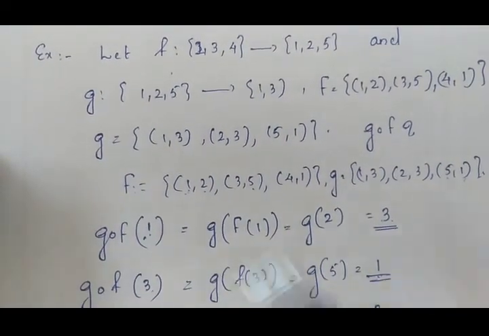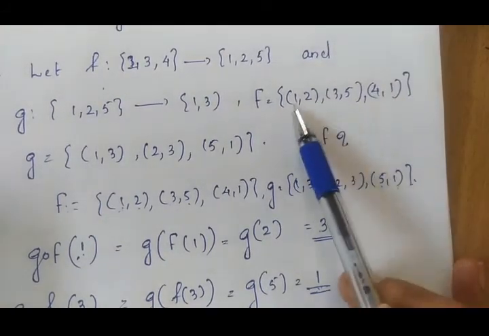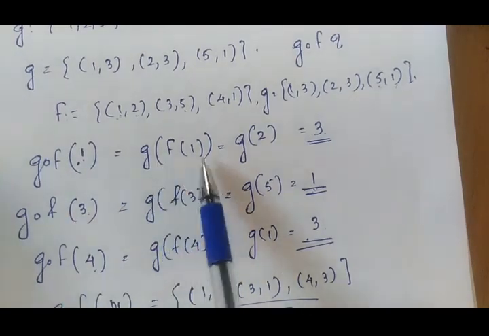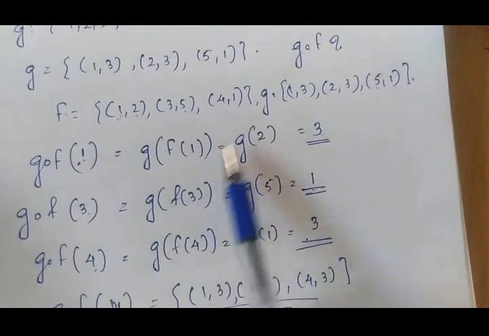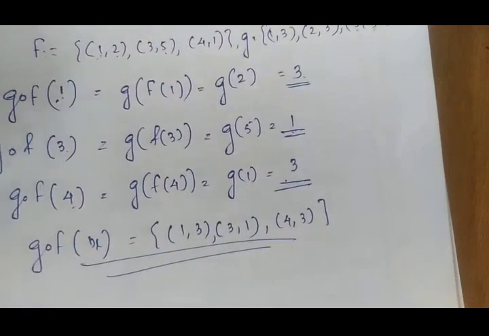We are taking the values 1, 3, 4, with corresponding images: f(1) is equal to 2, then g(2) is equal to 3. Okay, let's go to another example.